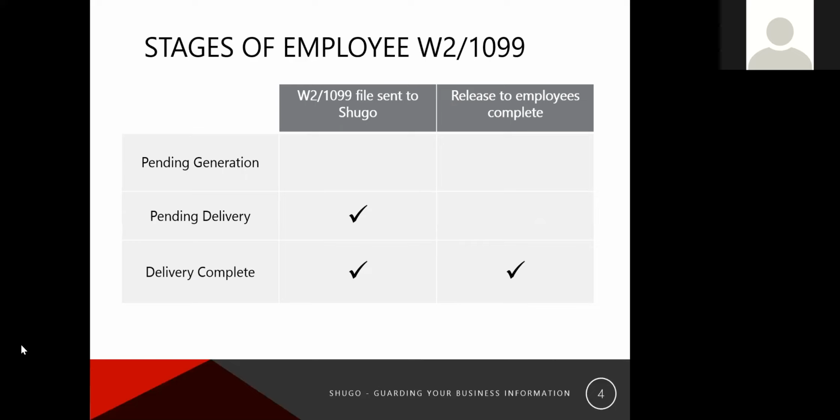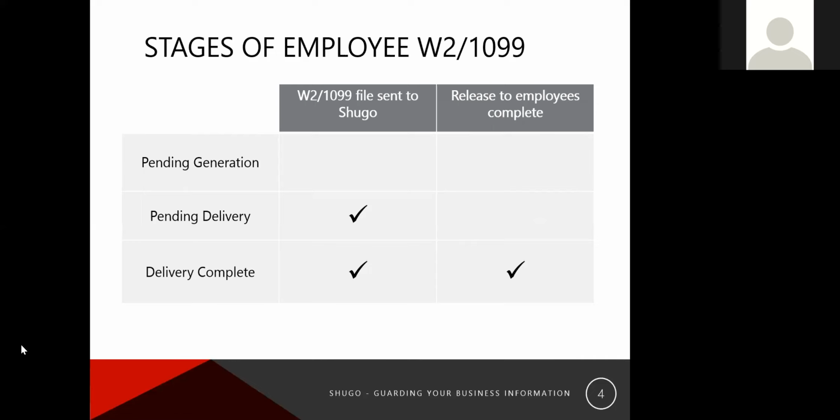But once you do generate them, and we haven't released these out in delivery to the employees yet, the client now falls into what we call a pending delivery stage. Pending delivery means you generated them, we have them set up in our queue, and we're just waiting for you to say, now release them out to the employees. And the third stage is the completion of the entire process, called delivery complete. So these are the three stages: pending generation, pending delivery, and delivery complete.